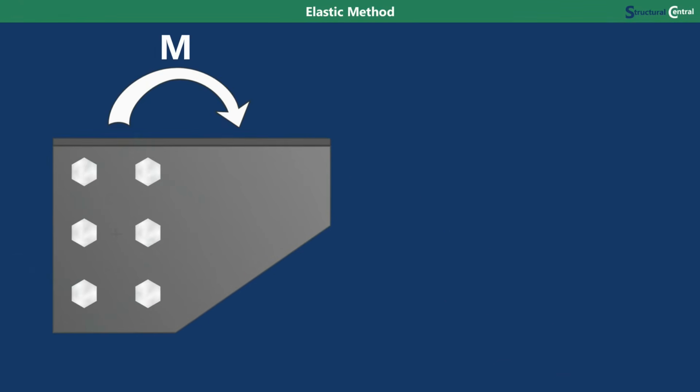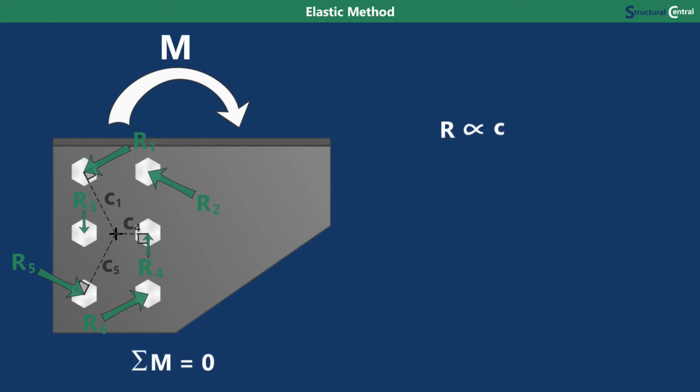For this type of loading, the key principle is that the magnitude of the bolt reaction R is proportional to the distance from the centroid of the bolt C. This makes sense since the bolts will be rotating around the centroid, so the further a bolt is from the centroid, the more deformation it will see due to the rotation. The direction of each bolt's reaction will then be perpendicular to a line going from the centroid to each bolt. Equilibrium will be met when the moment from all of the bolt reactions is equal to the applied concentrated moment.